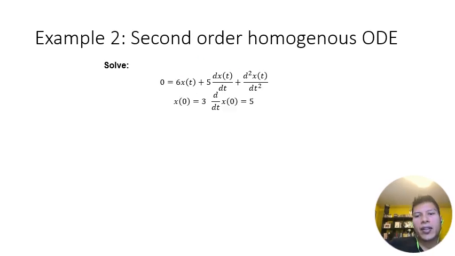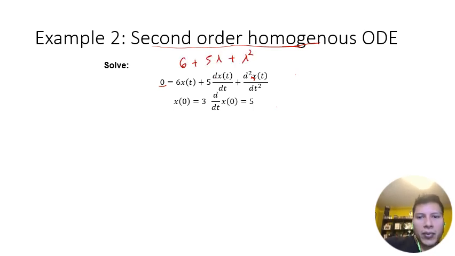Okay, now we're going to look at a second example. In this particular example, there is a second order derivative. So this is a second order ODE, and it's homogeneous because the right-hand side is 0. We still don't know how to solve inhomogeneous ones, and I'm going to go over that a little later. Okay, so at this point, you can find the characteristic equation. So it would be 6 plus 5 lambda plus lambda squared equals 0.